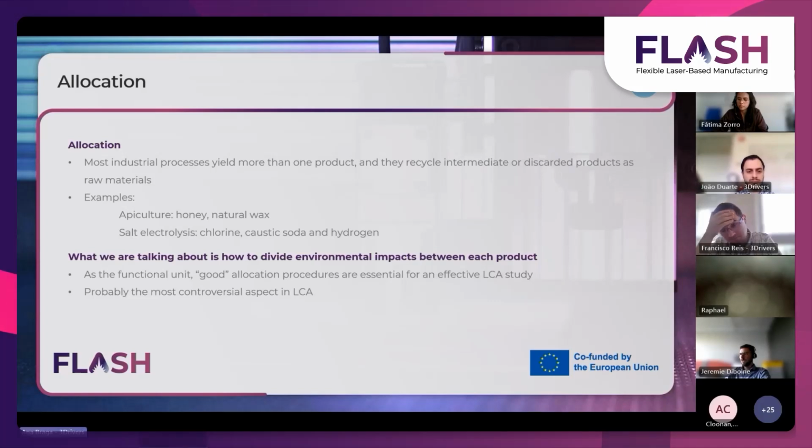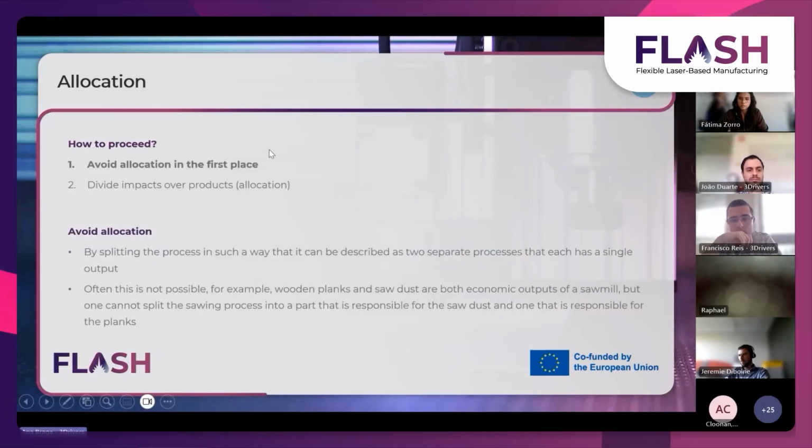Things like that are used to do the process of allocation. Yes, because what we are talking about is how to divide the environmental impacts between each product. So yeah, good allocation procedures are essential for an effective life cycle assessment study, of course. So how to proceed? Well, in the first place, if we can avoid allocation, that's great. Otherwise, we can divide the impacts over products and do the allocation.